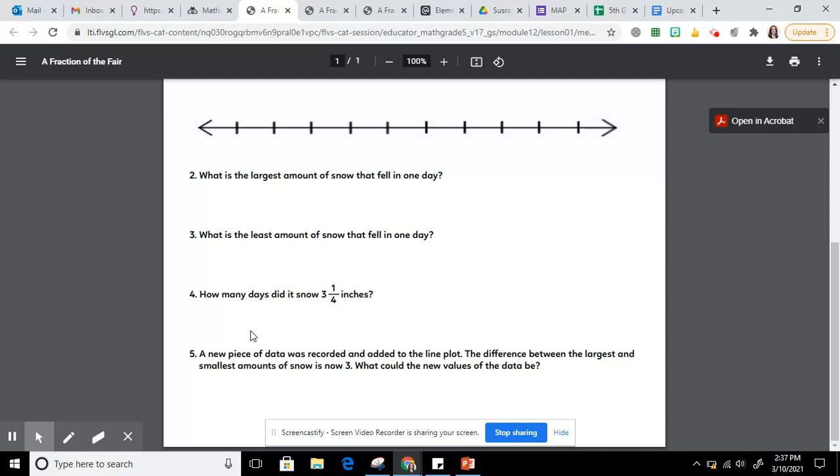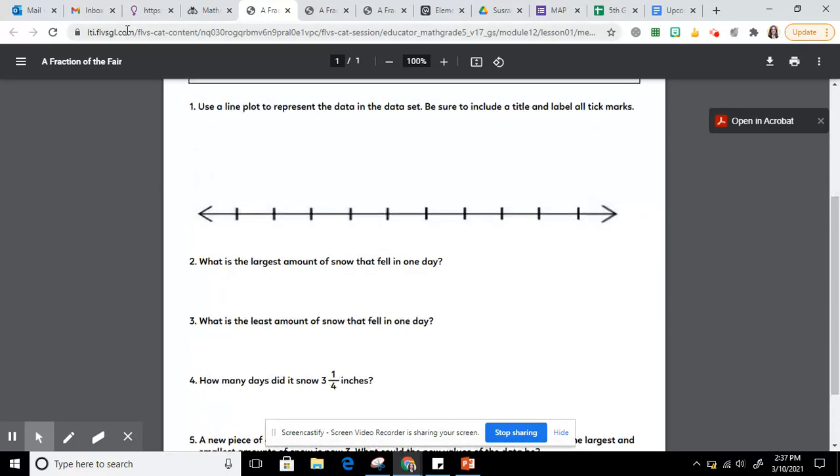And then number 5, as I said, this is extra credit. It says a new piece of data was recorded and added to the line plot. The difference between the largest and smallest amounts of snow is now 3. What could the new values of the data be? So you're going to use that data to calculate what could the new values of the data be. There's actually 2 answers here for number 5. As I said, 5 is extra credit. If you don't do it, it's not going to count against you. If you do it, it might boost up your grade a little bit.